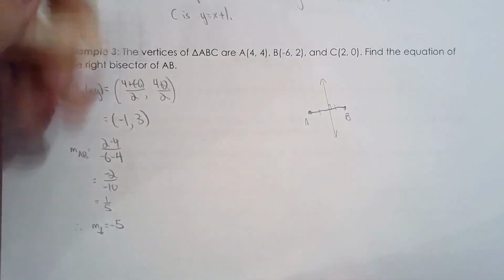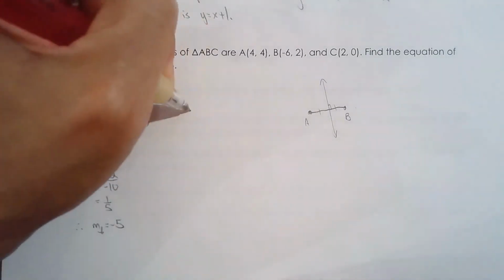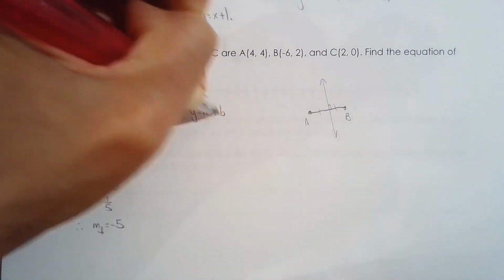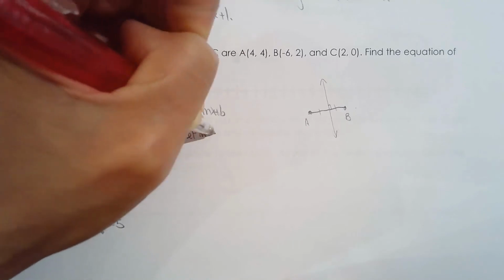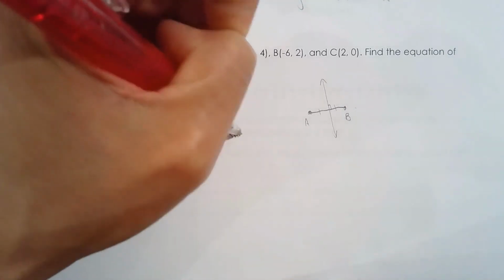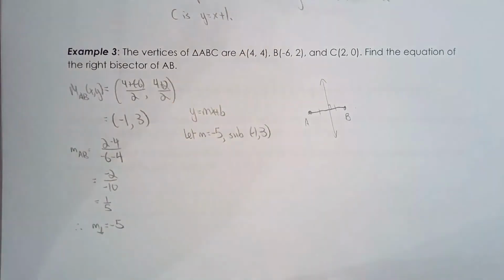Okay, so guess what? We have a slope, we have a point. I think we are good to go. So let m equal negative 5, sub in the point negative 1, 3, and we're golden.